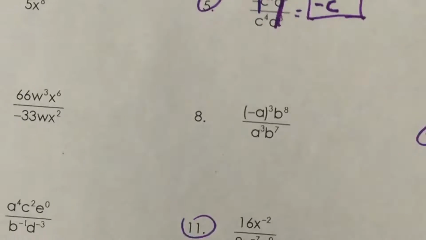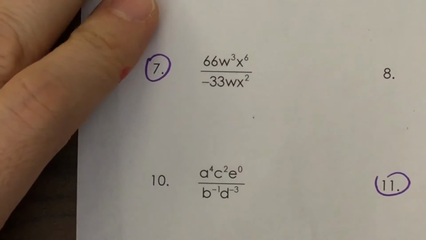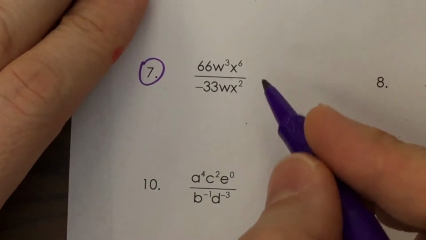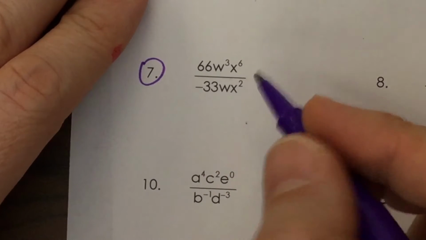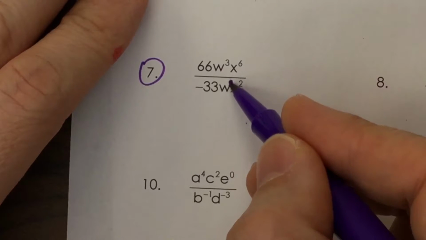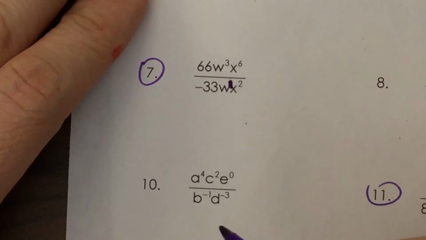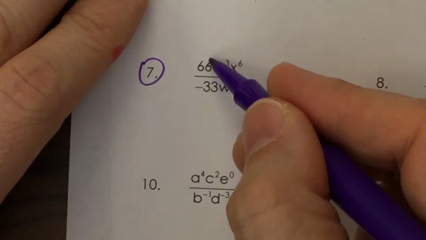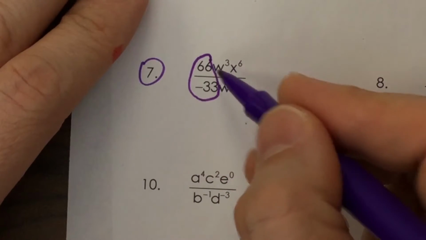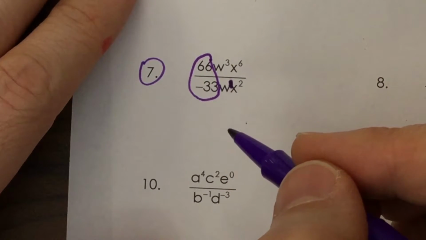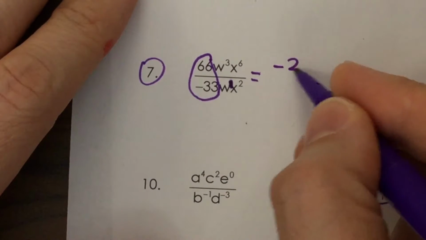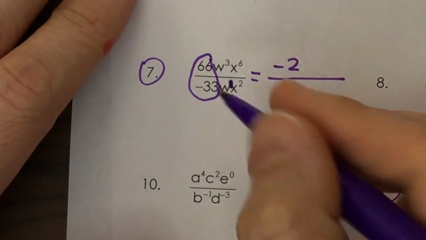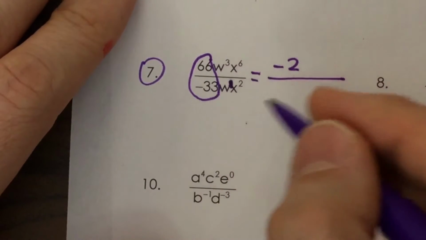Number 7. Let me fold this so I can fit it in over here. We have 66w to the 3rd, x to the 6th, divided by negative 33w x to the 2nd. As soon as I see something without an exponent, I try to remember to write a 1 there. Let's take care of our big numbers first, just doing regular division. 66 divided by 33. You can put that in your calculator if you want. It's going to give you negative 2.